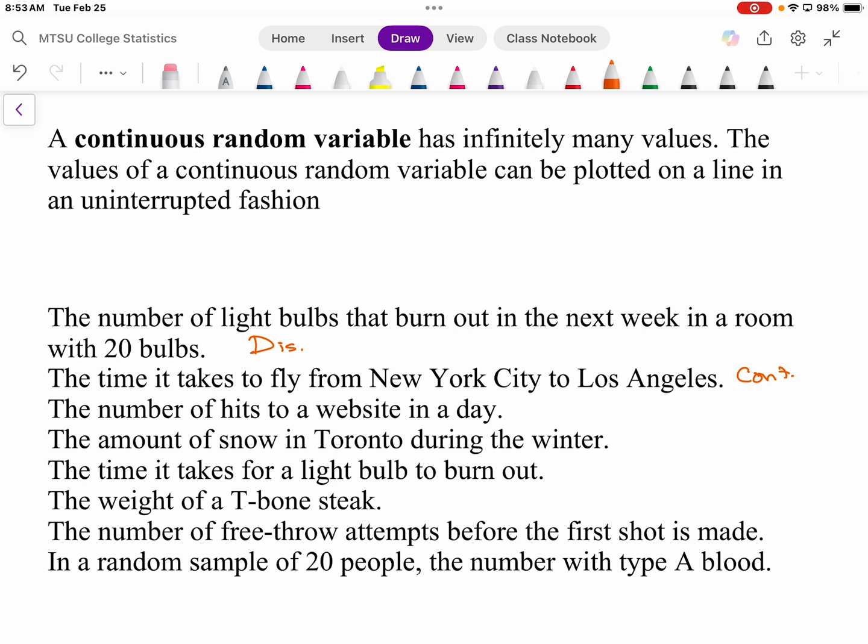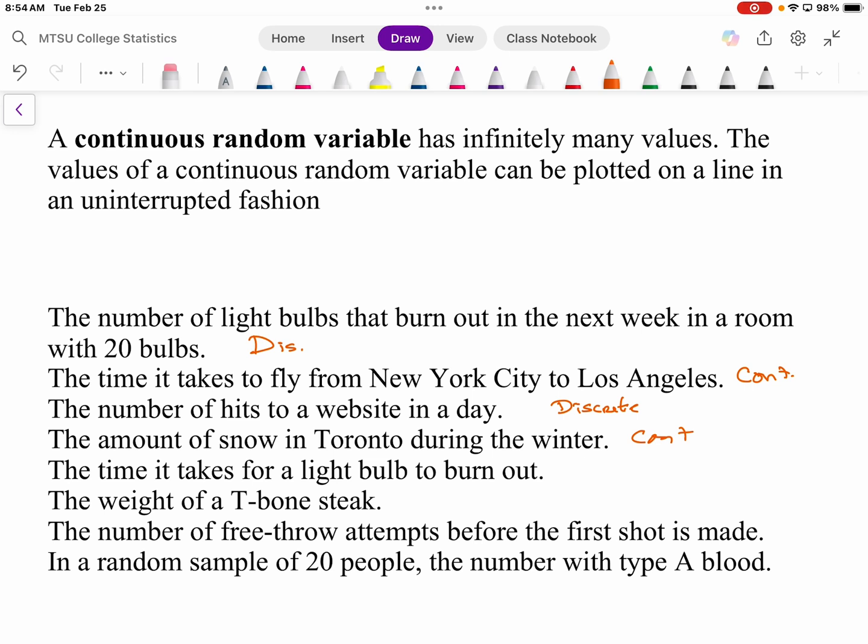The number of hits to a website in a day. Yeah, it'd be discrete. You either got on the site or you didn't. Okay, so there's no, hey, half thing there. The amount of snow in Toronto during the winter. Yeah, continuous. Okay. The time it takes for a light bulb to burn out.